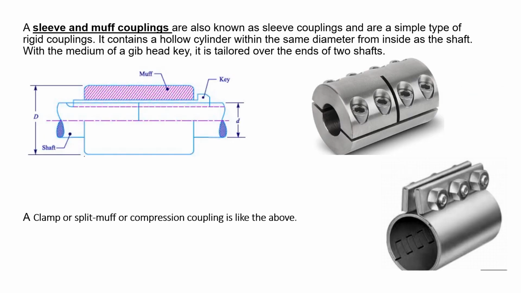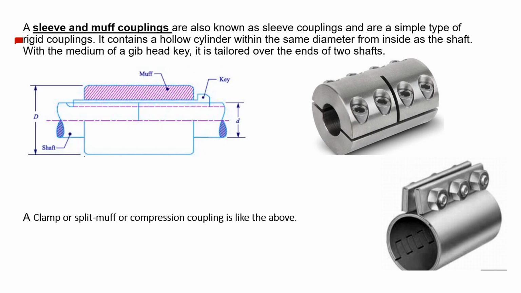Okay. So a sleeve and muff coupling, also known as slip coupling, is a simple type of rigid coupling. As I told, it's a rigid coupling. It contains a hollow cylinder with the same inner diameter as the shaft, with the medium of a gib head key. It is fitted over the ends of two shafts.